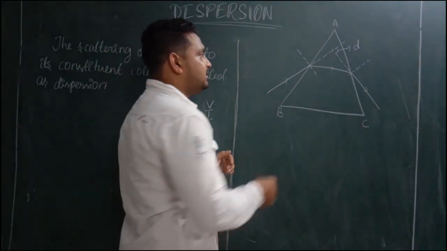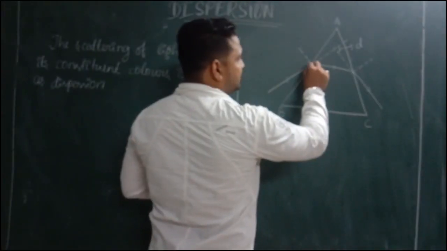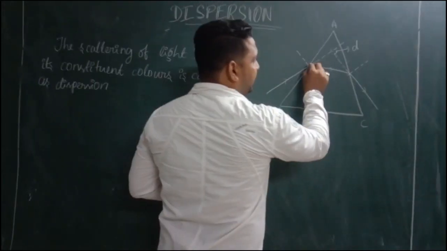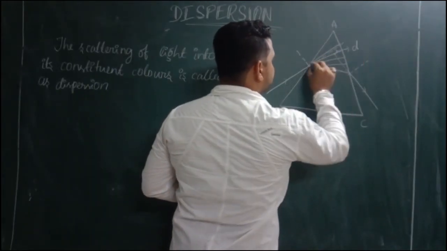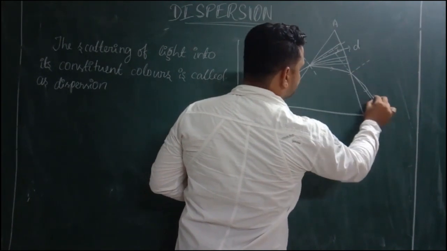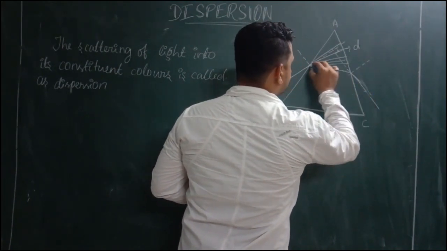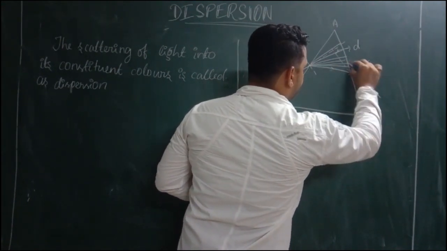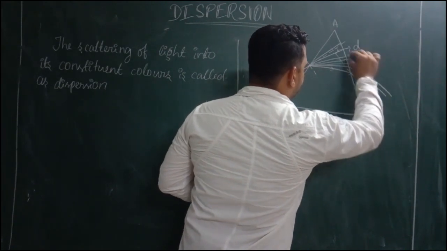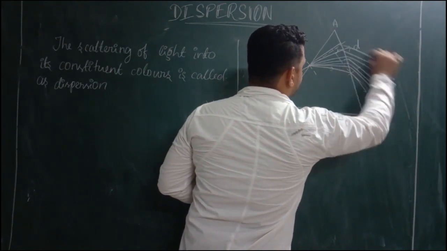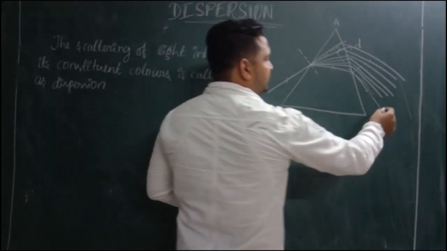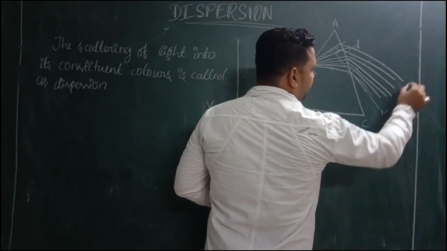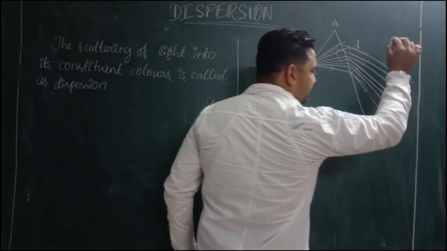So due to this reason, whenever sunlight falls on a prism, it breaks down into its 7 constituent colors. Okay, so 7 different bands are formed. In the lowest part, violet is formed, and in the highest part, red is formed.